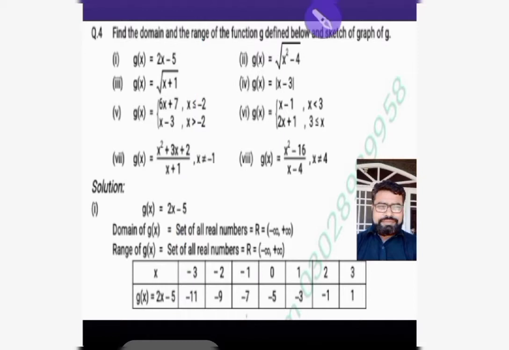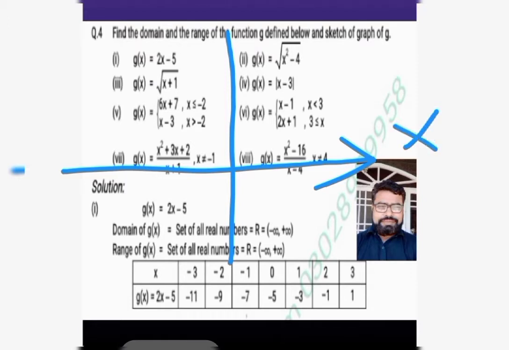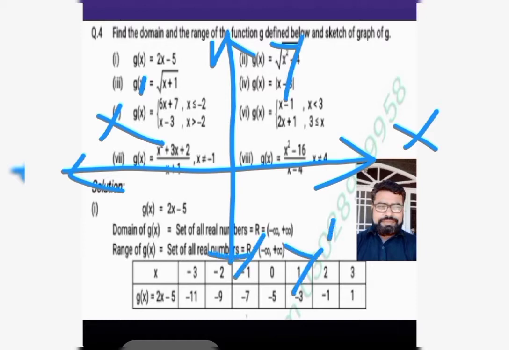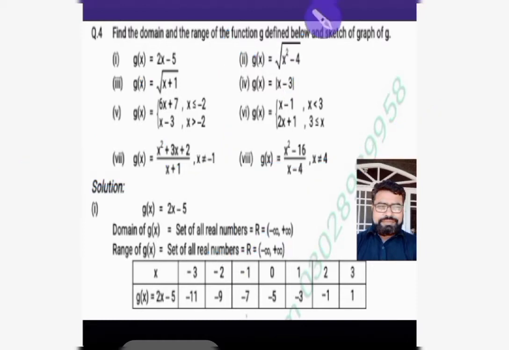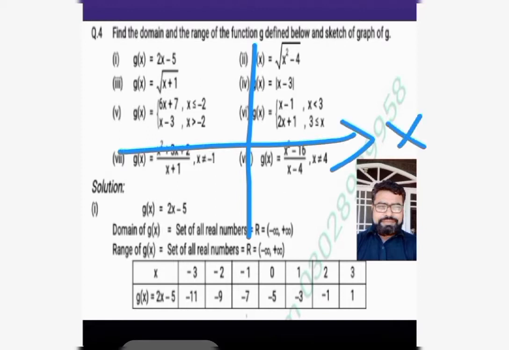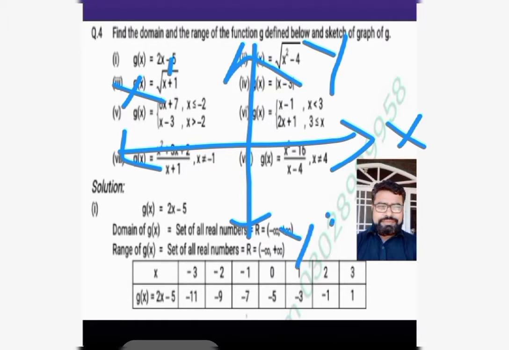This is the x-axis and this is the y-axis. So we will draw the graph here. I am going to draw the axis again. This is x-axis and dash means x is negative here. If there is no dash, it means it's positive. Y and y dash, that means y is negative here.